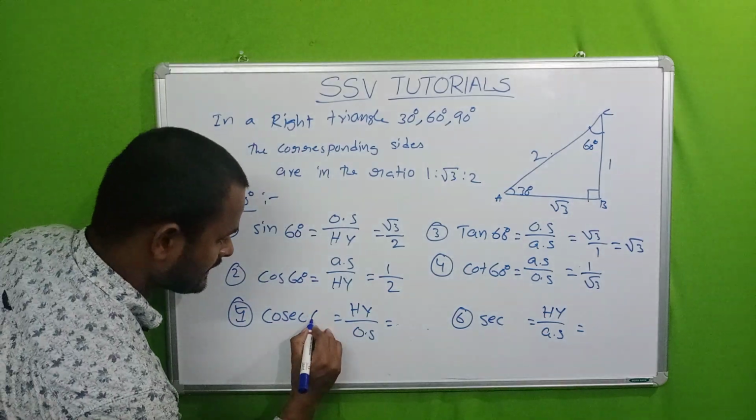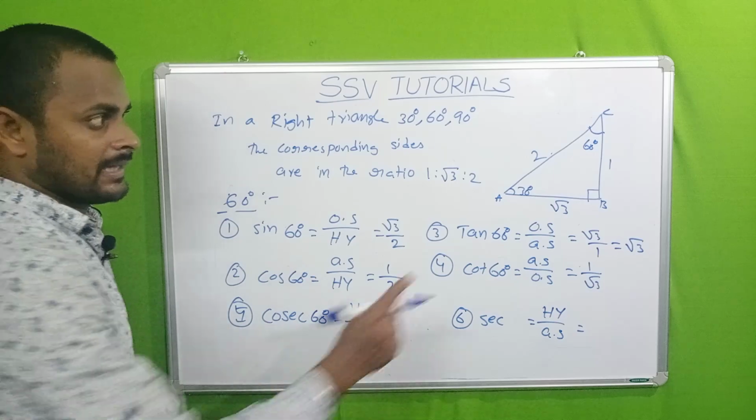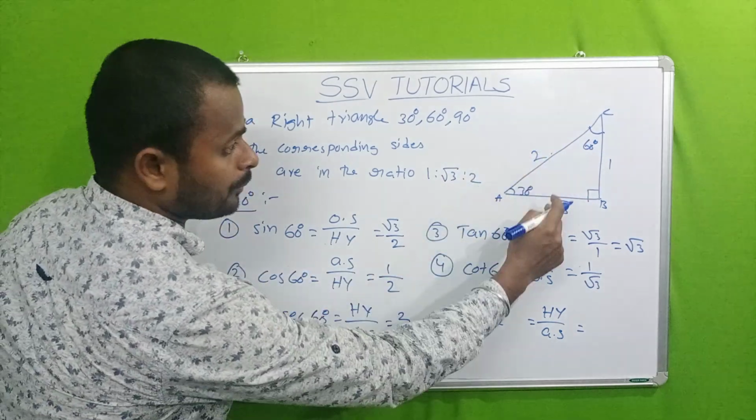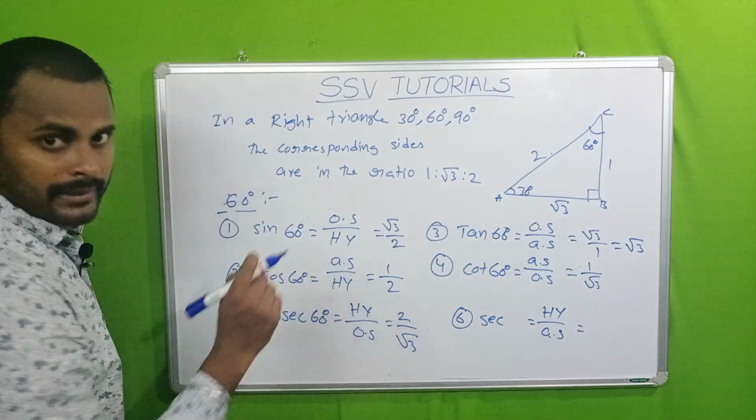And cosecant 60 degrees. Cosecant 60 is hypotenuse by opposite side. For 60 degrees, the hypotenuse is 2 and the opposite side is root 3. So cosecant 60 is equal to 2 by root 3.